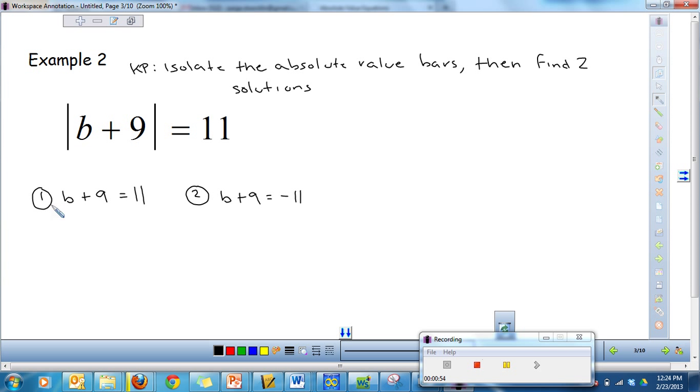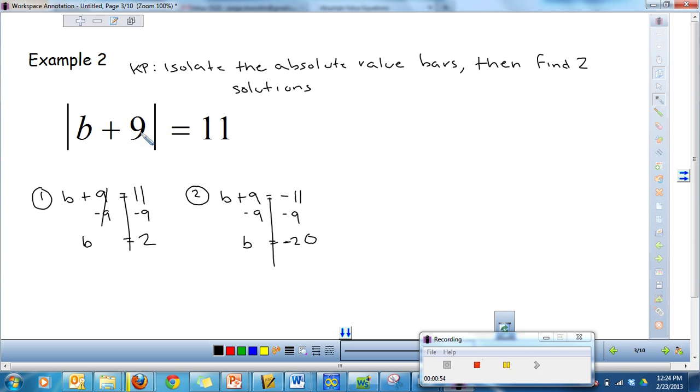So now I'm going to go ahead and solve. So b plus 9 equals 11. I'm going to subtract 9 from both sides. I bring down my b. My 9's cancel out. 11 minus 9 is a positive 2. I'm going to solve my second equation. Subtract 9 from both sides. Bring down my b. -11 minus 9 is going to give me a -20. So now I have two solutions, that b is 2 or b is -20.